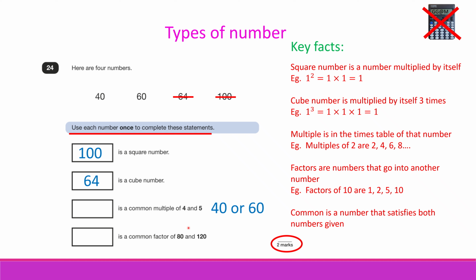So, we know that 40 can go into 80, that goes into it twice, and we also know that 40 can go into 120. 60 can also go into 120, but 60 cannot go into 80. Therefore, that means 60 would be a common multiple of 4 and 5, and 40 would be a common factor for 80 and 120. Cross them out, remember.